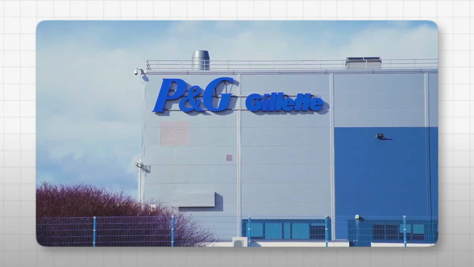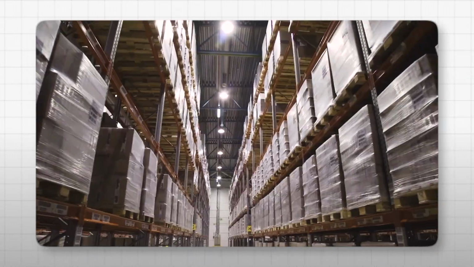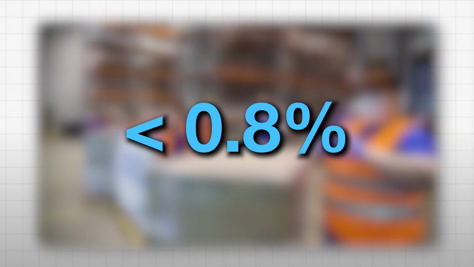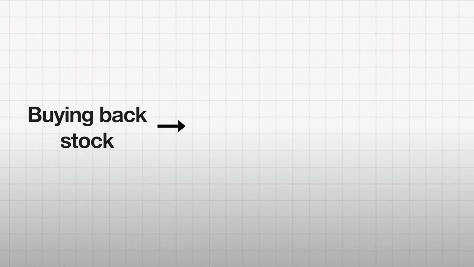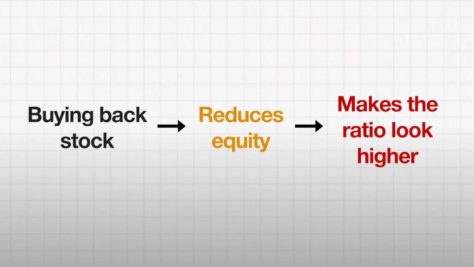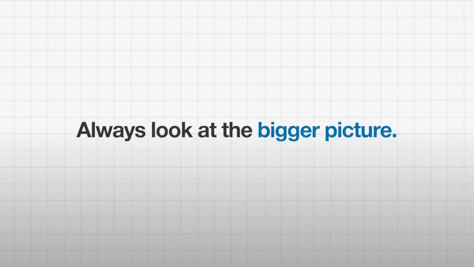For instance, Procter & Gamble has a low ratio, making it a safer bet during recessions. Buffett usually looks for a ratio below 0.8, which means the company isn't too dependent on debt for growth. But keep in mind, the number isn't everything, because some solid companies like Moody's might buy back stocks, which reduces their equity and makes the ratio look higher than it really should be. So always look at the bigger picture when assessing a company's financial health.